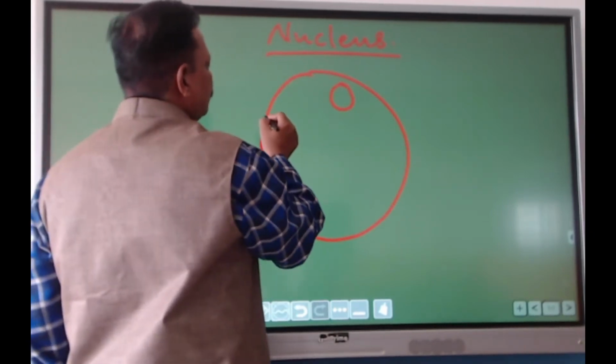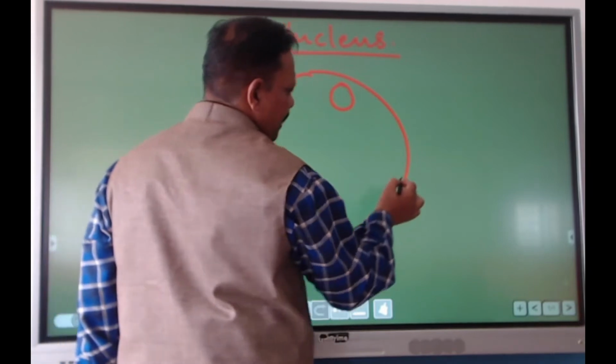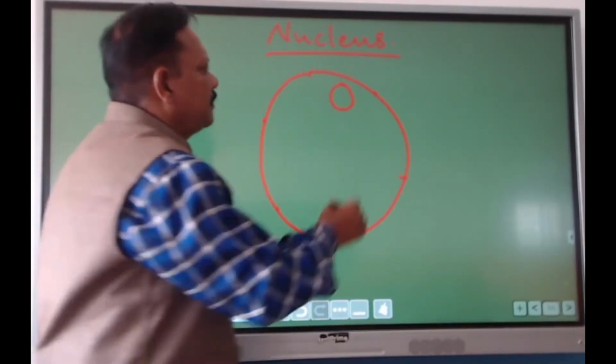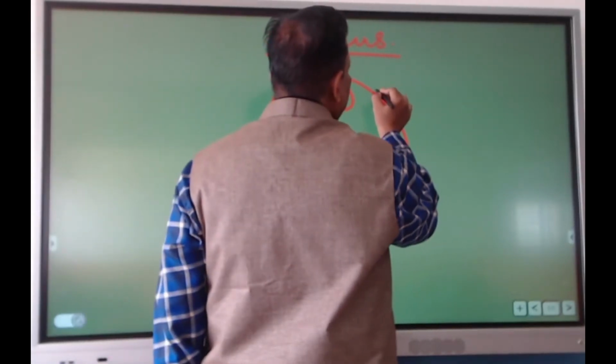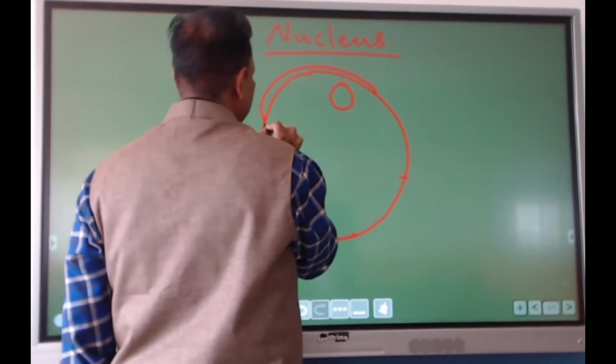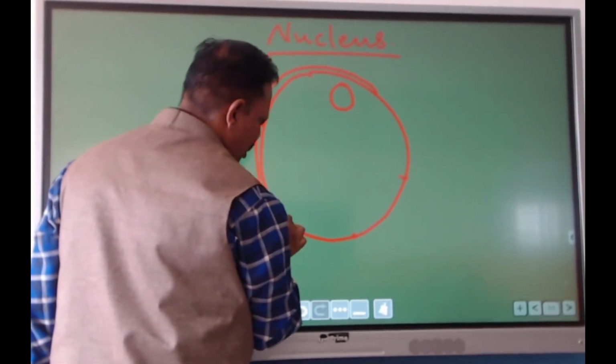First of all, 1 2 3 4 and 5. So here 5 pores, it is actually a double membrane structure. Now see here, I am drawing it like this.